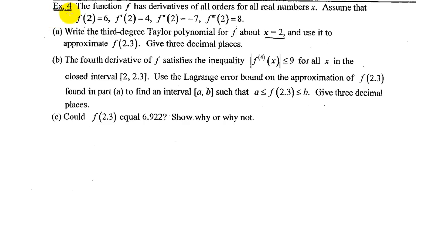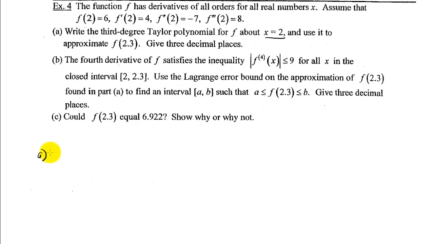2.731. In the last example, the function f has derivatives of all orders for all real numbers x. Assume that here's the function value, first derivative, second derivative, third derivative, all at 2. A, write the third degree Taylor polynomial for f about x equals 2 and use it to approximate f of 2.3. Give three decimal places.